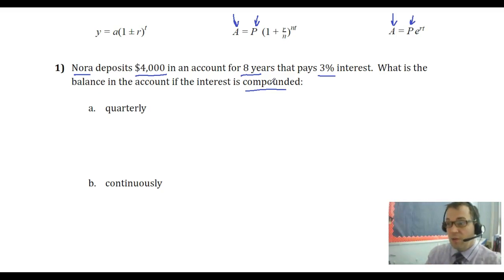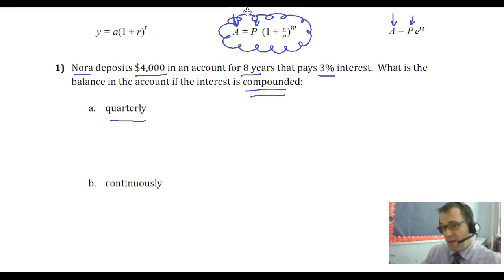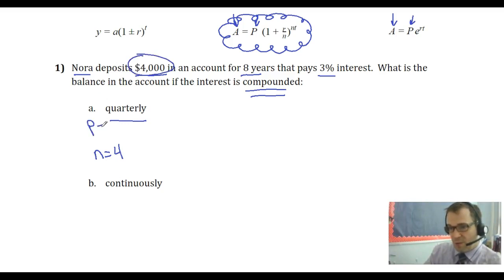So, for example, in example A here, we know that the interest will be compounded quarterly. So that tells me I'm going to use this formula because I can count the number of times I would apply that interest, and that number of times would be 4 times in 1 year. We know that the principal, the beginning value, is $4,000. The rate as a decimal would be 0.03 because we'd move this decimal point 2 spots to the left. And then the time, according to this problem, is 8 years.